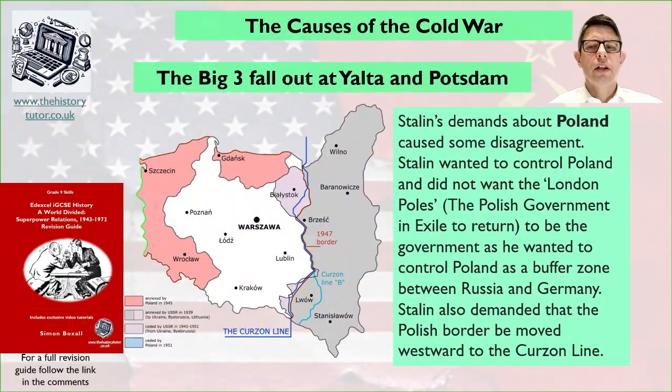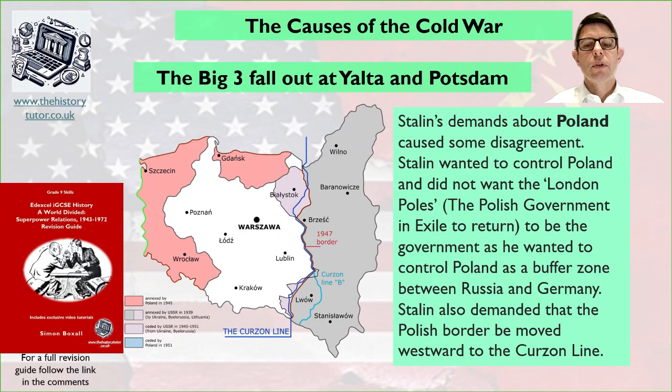Stalin also argued and made demands about Poland. Stalin wanted to control Poland. He wanted it as a buffer zone between Russia and Germany. Of course, Germany had attacked Russia twice in the 1900s, so he was maybe rightly concerned about German aggression. So Stalin did not want the London Poles, the Polish government in exile, to return to Poland to rule.